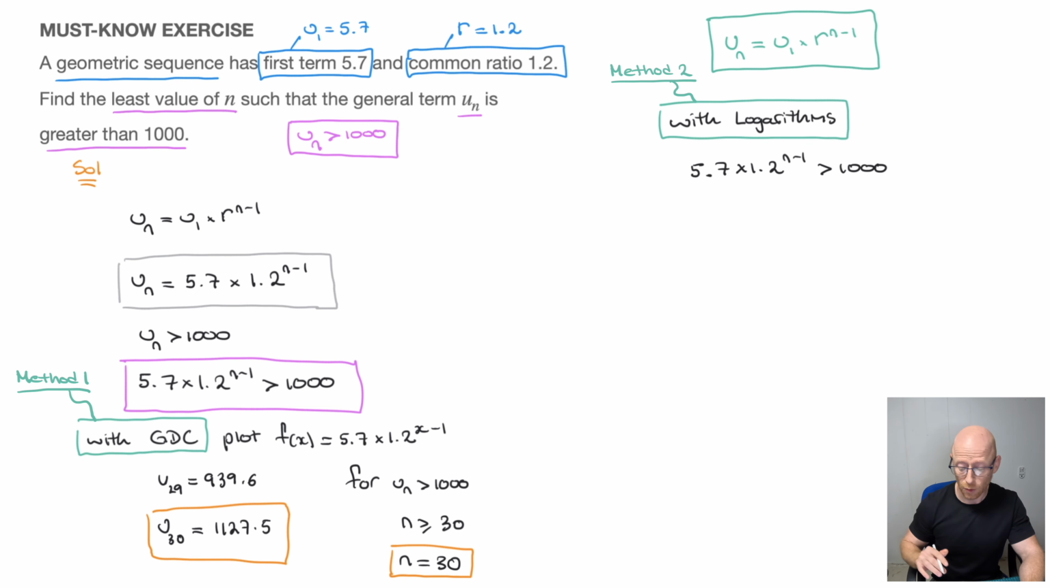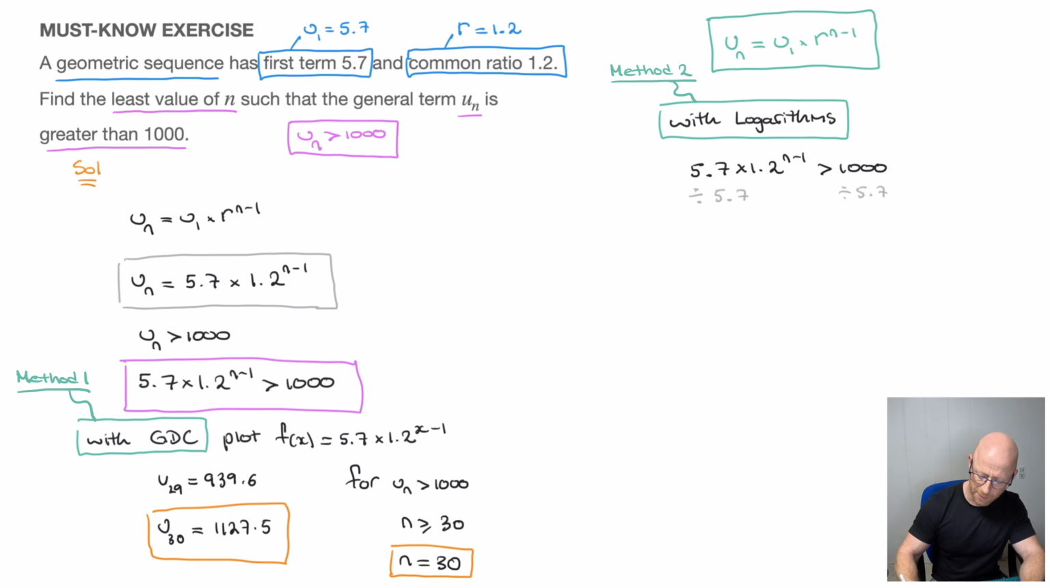Now to solve this inequality, the whole idea is to isolate this 1.2 raised to the power of n minus 1, since that's the term containing the unknown we want, which remember is n. And since on the left-hand side, this 1.2 raised to the power of n minus 1 is being multiplied by 5.7, we can get rid of that 5.7 by dividing both sides of the inequality by 5.7. So I write that here.